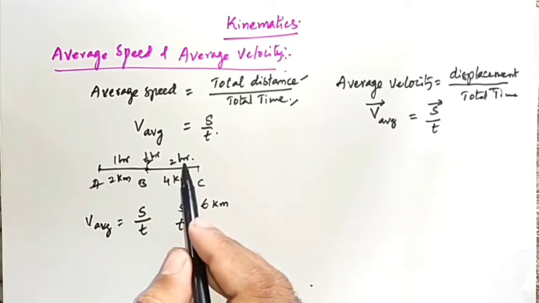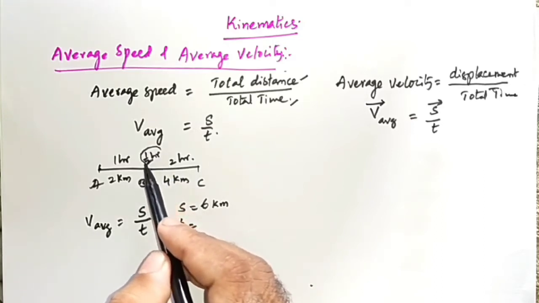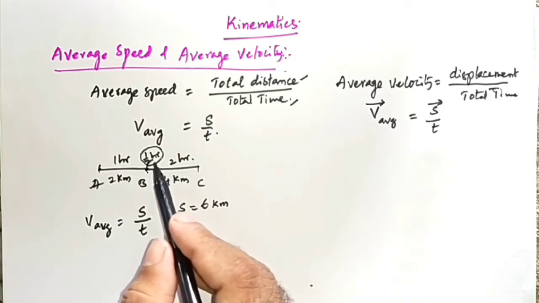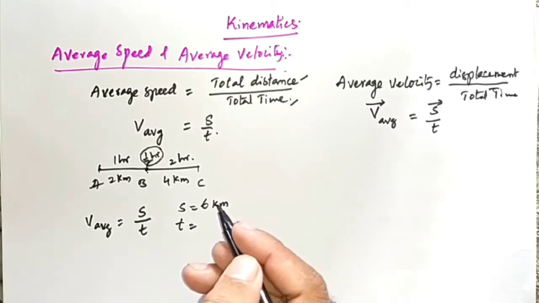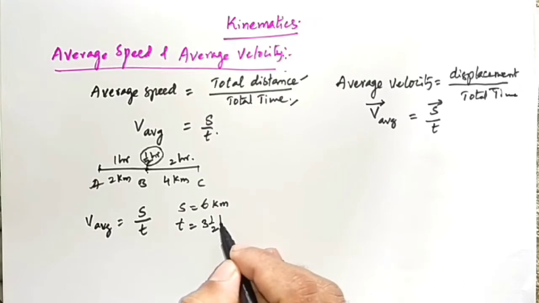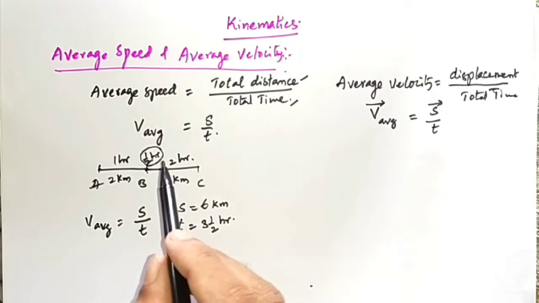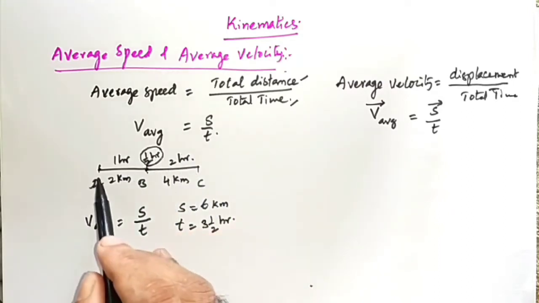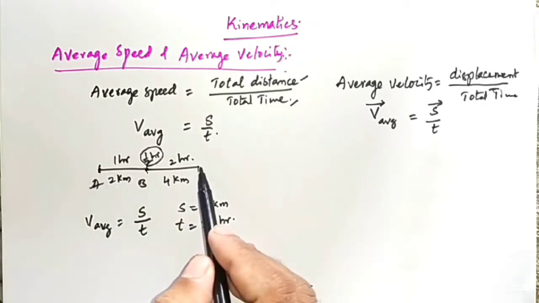Is it 1 hour plus 2 hours, 3 hours? No, wrong. Half an hour is also included. Even though the bus does not travel, this half an hour is also journey time. Understood? So 3.5 hours is the journey time. The bus may take rest or may sleep, whether it is moving slowly or faster, whatever it may be. Once the body is moving from A and reaching C, how much time it has taken, that's it.